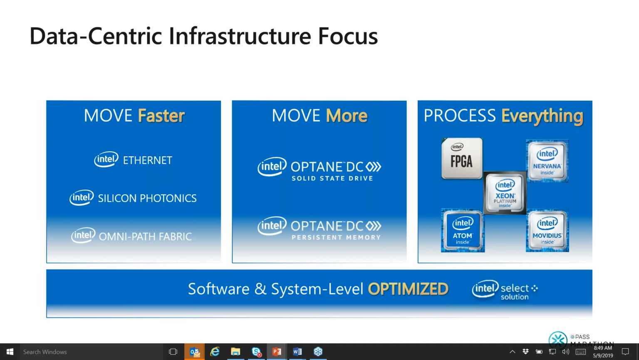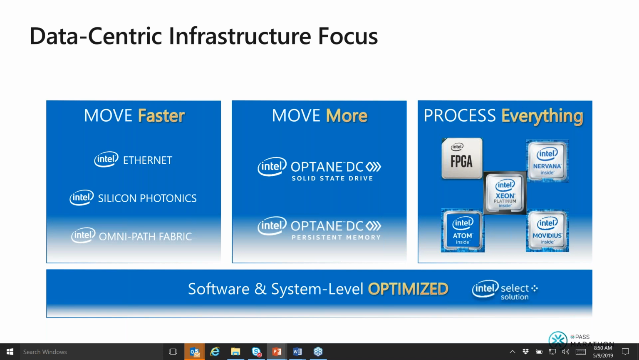But we also have an FPGA product line that is quite successful, and we continue to be excited about our work with Nirvana and building a neural network processor, and we're working with Movidius, who is now part of Intel, for a visual processing unit, and then we have our scaled down version of the Xeon core in Atom, of course. And we bring that all together with Intel Select Solutions, and I'll talk a little bit more about the work that we've done with the SQL team here.